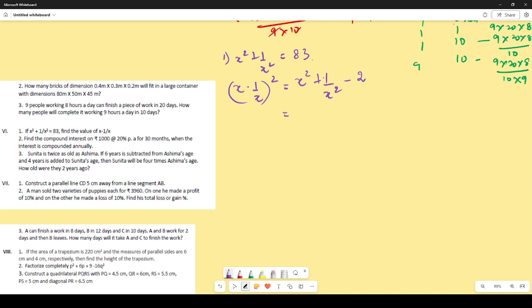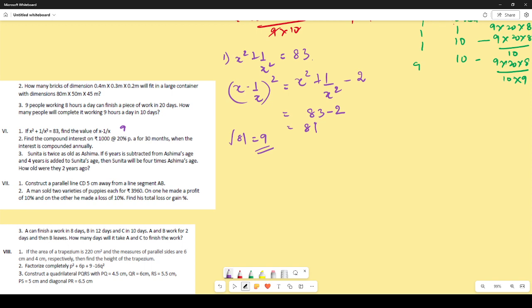Now we know this is equal to 83 minus 2, this becomes 81, and the square root of 81 is what? 9. So your answer will be 9 over here.